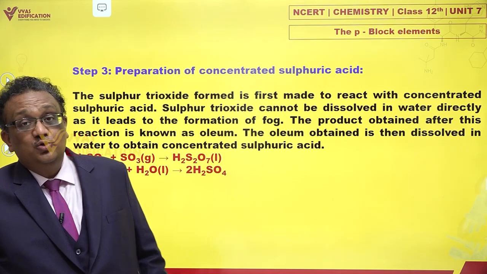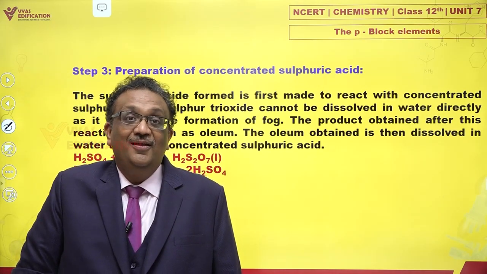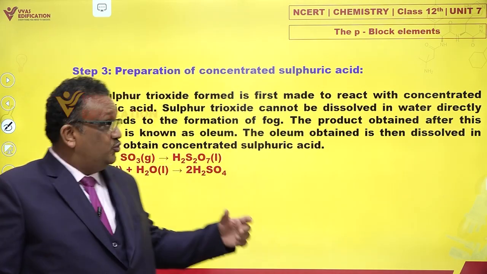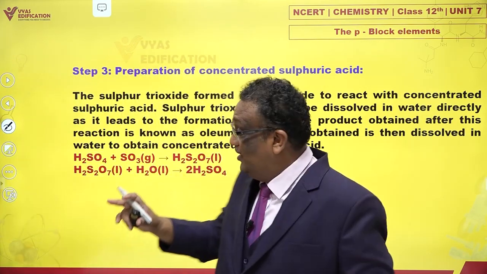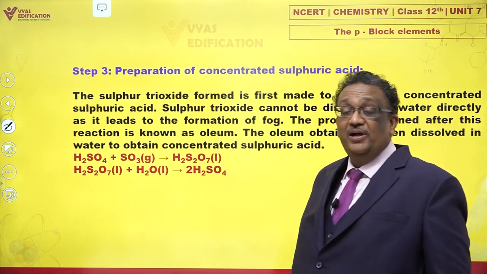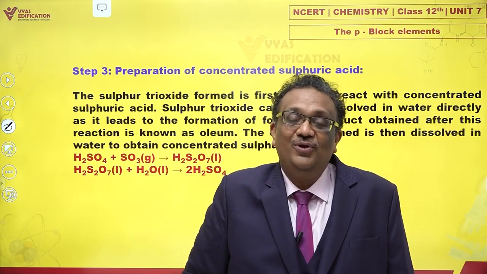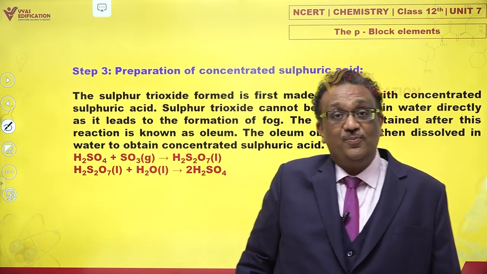H2SO4 gives you H2S2O7. Once you have this H2S2O7, the fuming sulfuric acid, that fuming sulfuric acid is then diluted with water separately to give you sulfuric acid. Wow, that is the process? Yes, my dears, that is the process.